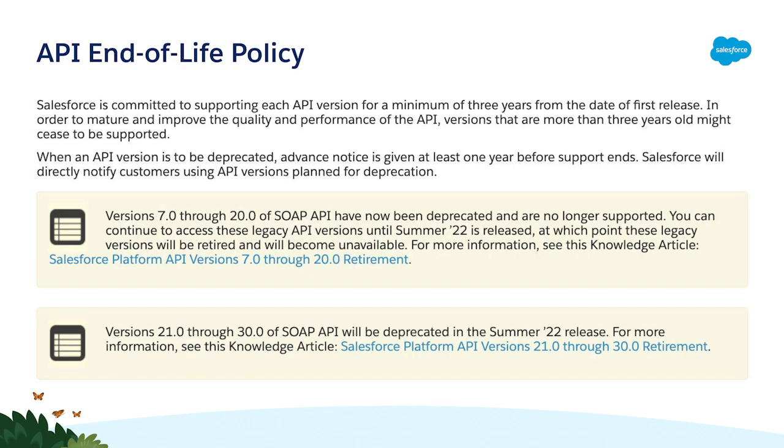As a reminder, the policy posted in our developer guides commits to supporting each API version for a minimum of 3 years from the date of first release. And before you ask, this policy and the retirement programs I'm describing do not apply to Apex classes. There's another Chris who manages all that business.